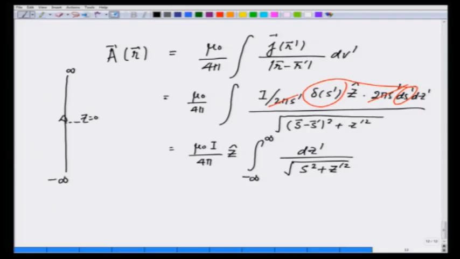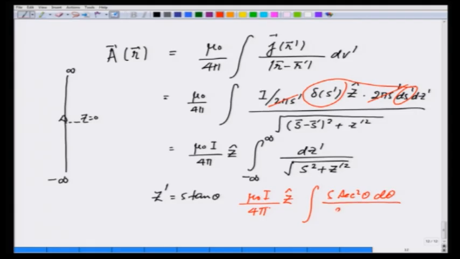Let us do this integral. I do this integral by taking z prime equals s tangent theta, and this gives me mu naught I over 4 pi z integral s secant square theta d theta over s sec theta, minus pi by 2 to pi by 2. This s cancels, and you can see this is the integral of secant theta d theta, which gives me log tangent theta plus secant theta, and that blows up in this case.